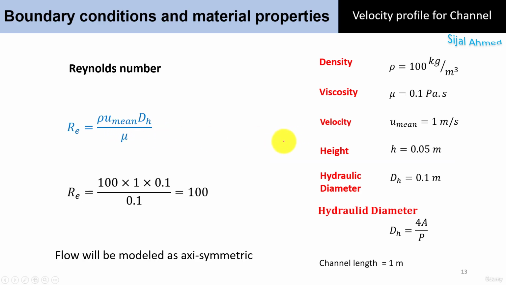So that's why we use the hydraulic diameter. The definition is that it's a ratio of 4 times area divided by perimeter. But for the 2D case, it is known in the literature that this is equal to twice the height. So it's 0.1 again. So again, 0.1 is the height, mean velocity is 1, and density is 100. Viscosity is 0.1 Pascal second. So again, Reynolds number is 100 for this case as well.